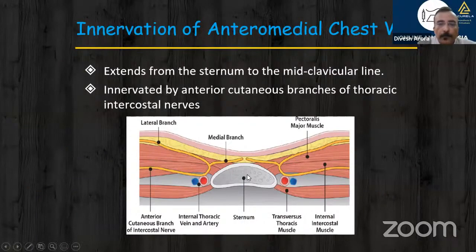It extends from the midline, from the sternum till the mid-clavicular line. So it is innervated by the anterior cutaneous branches of thoracic intercostal nerves. The main trunk of the intercostal nerves, after reaching close to the sternum, divides and gives rise to an anterior cutaneous branch, which has a medial division as well as a lateral division, so as to take care of the sternal nerve supply as well as supply from the sternum till the mid-clavicular line.